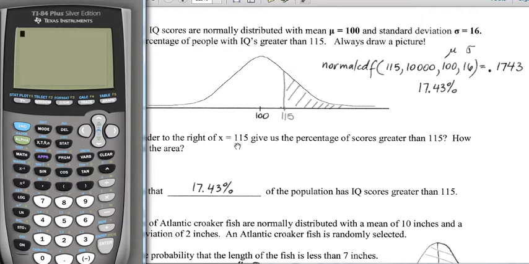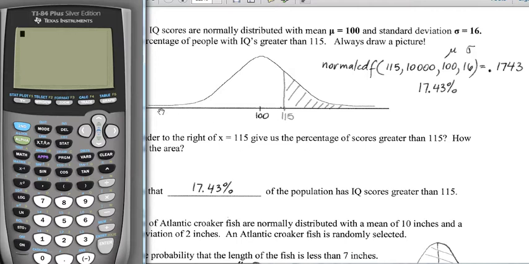Again, if you wanted to, you could still use the z-score chart for this. What that would involve would be converting the x value into a z-score. Remember, z is equal to x minus the mean divided by the standard deviation. Or we can also use our normal CDF function for this as well.